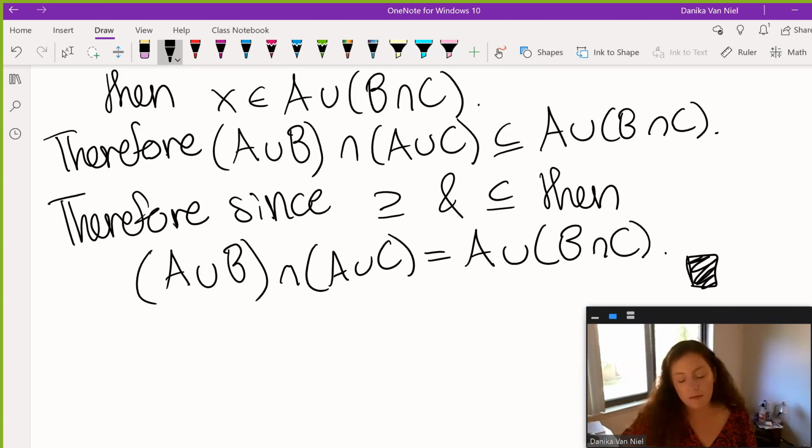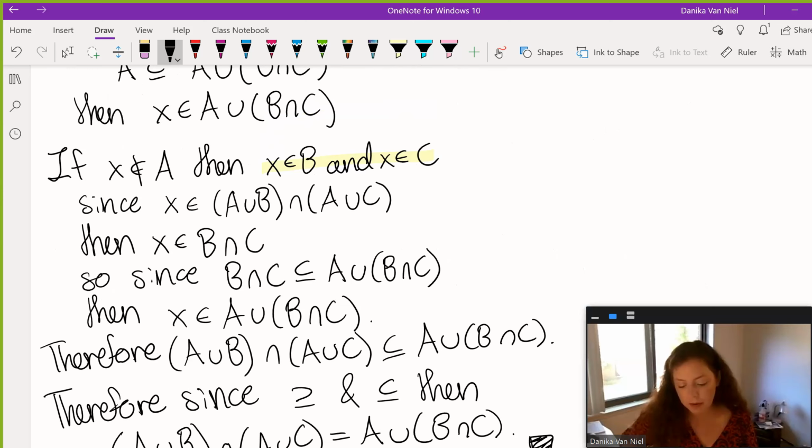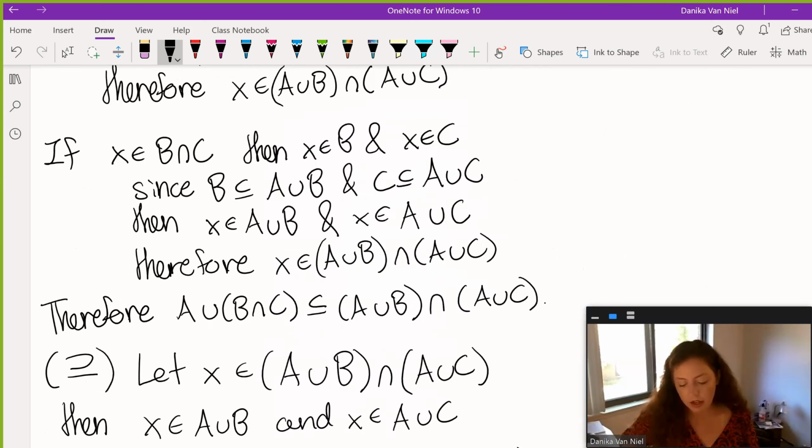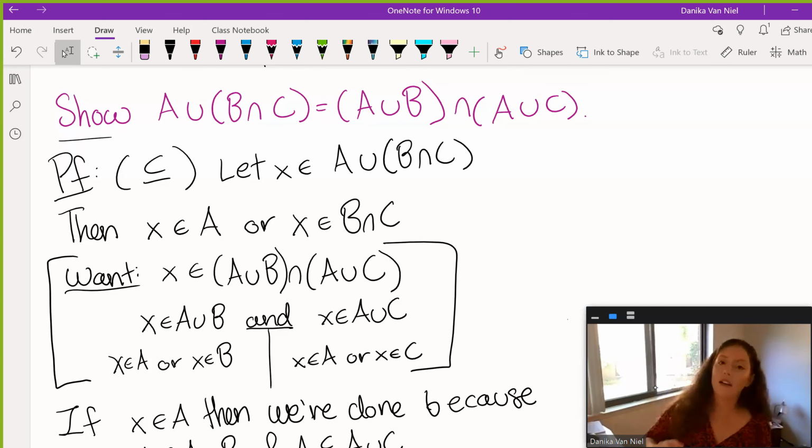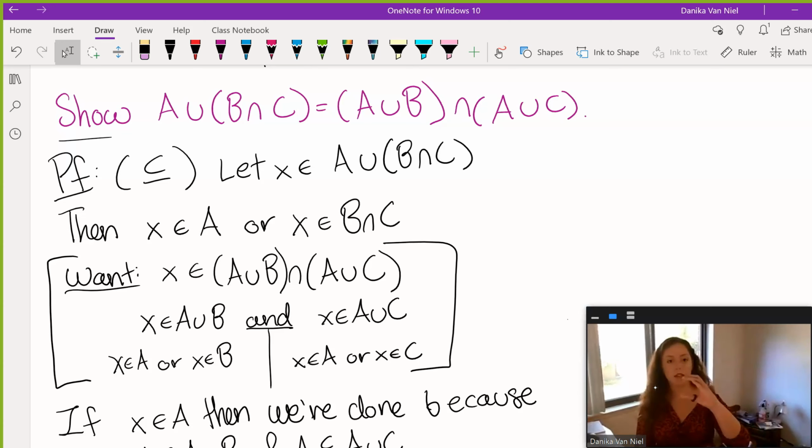So now we're done. Now let me zoom out a bit. Hopefully you can still see it. Let's just go through it again, or you can watch the video again, I guess. So this is what I wanted to show. I know I have two steps. I have to show containment this way, then I have to show containment that way. In order to show that A union B intersects C is a subset of the other set, I have to take some random element from there, a random element from the set I want to show is a subset. And then I'm just talking about what's true.